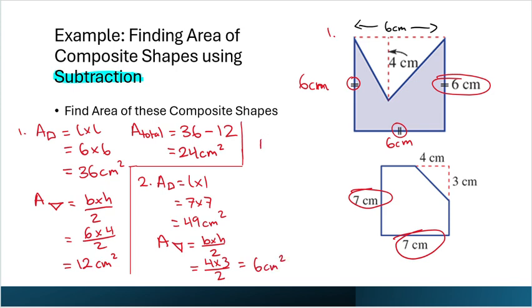Now the A total, the area total, would just be 49 minus 6, which equals 43 centimeters squared. And that's it. Right there.